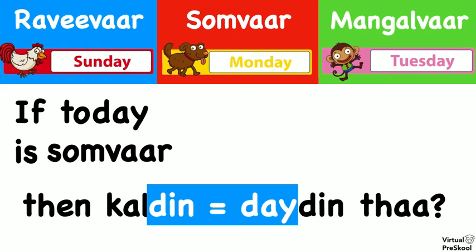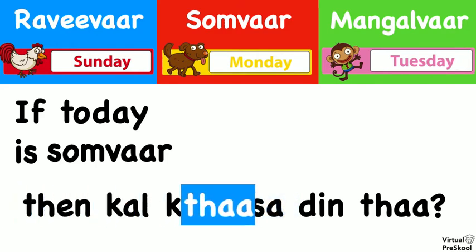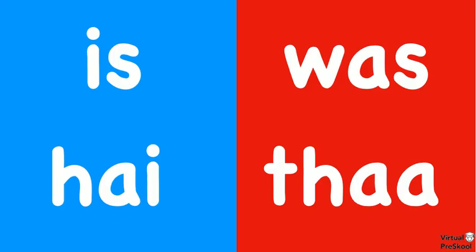So we know we're trying to figure out a day of the week, and we know kal means tomorrow and yesterday. But which one is our question asking about? Well, we see the word tha. So does that mean that kal is tomorrow or yesterday? Well, remember that tha means was, so something that's already happened, which means our question is referring to yesterday.